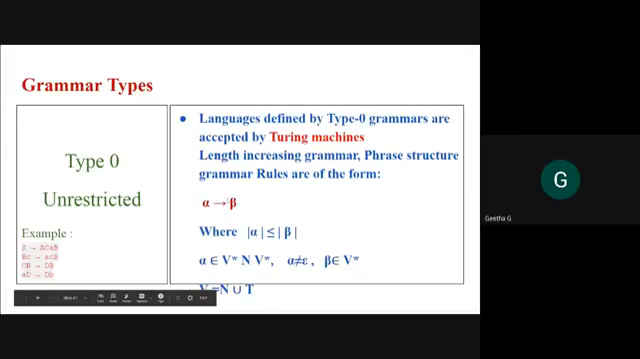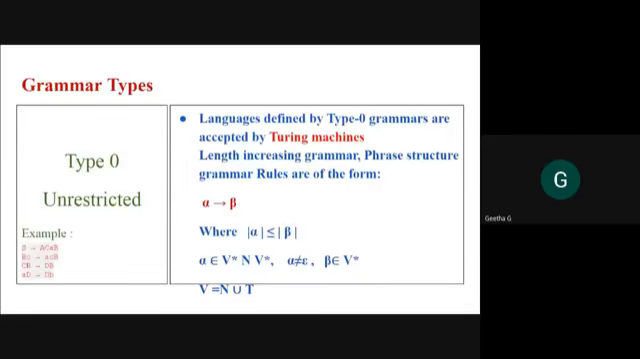Production rule conditions: I am making restrictions on my production rules to classify the type. So what is going to be alpha tends to beta for type 0 grammar? The length is increased, and on the alpha side you can have any combinations of terminals and non-terminals, but at least one non-terminal must be there, and on the beta side the total alphabet, terminals and non-terminals, right? There is no restriction on it. But the length has to be in increasing order. Is that clear? Type 0 grammar. Is that clear?